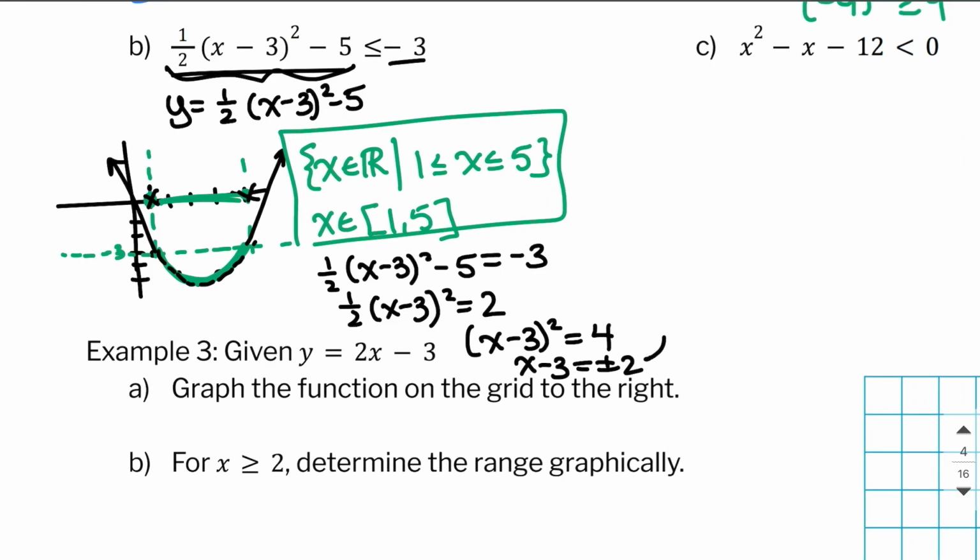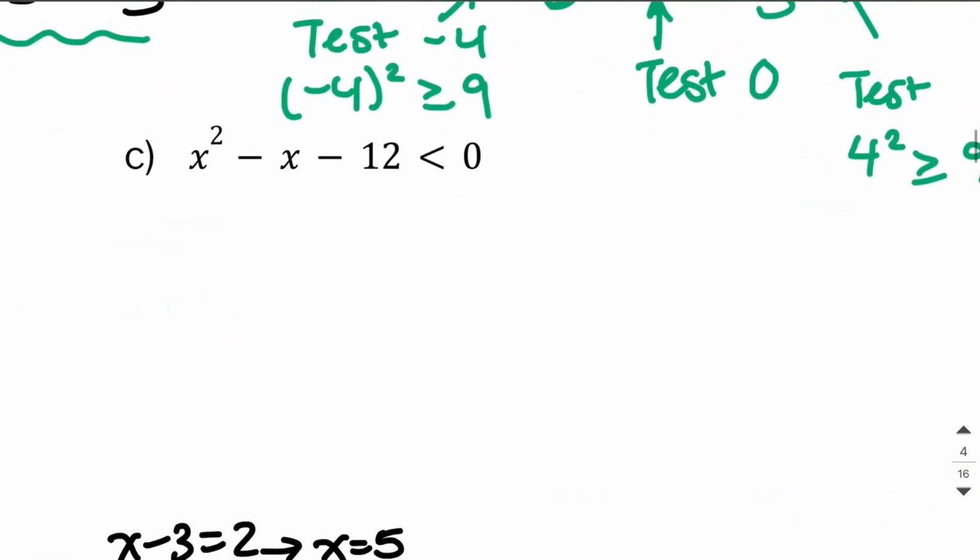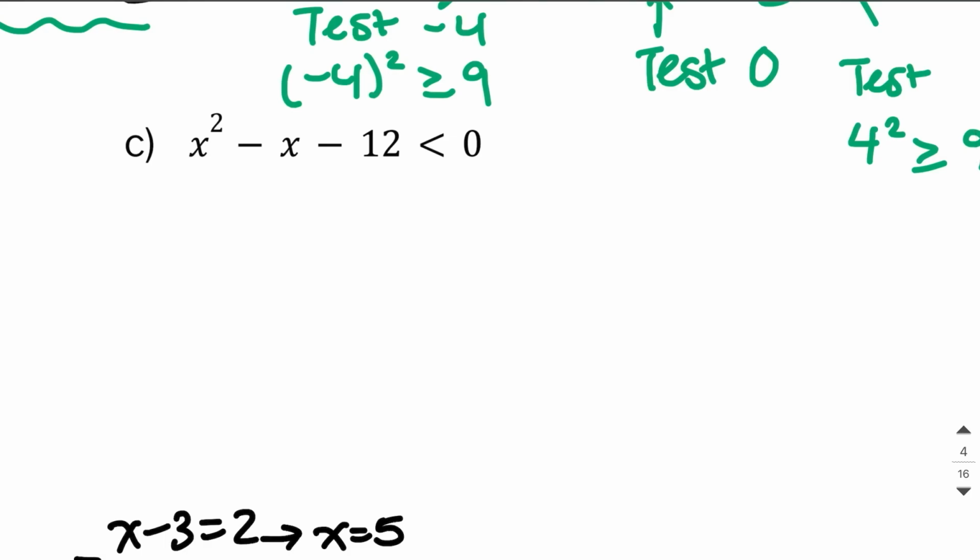The square root of 4 is plus or minus 2, which means that I would get either x minus 3 equals +2 or x minus 3 equals -2. Well, this tells me that x equals 5, and this tells me that x equals 1. Okay? All right, in our last example, in question C right here, I'm going to factor this.